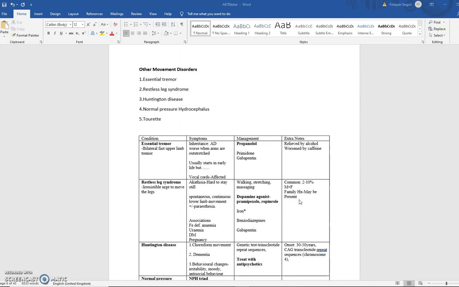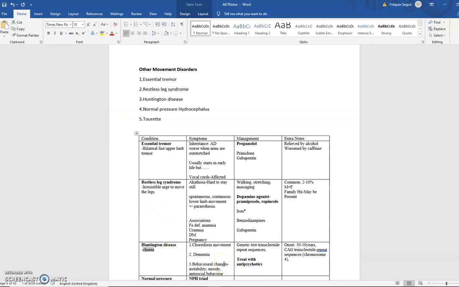Huntington disease. Okay. There are a few things you need to know about Huntington disease. It's a kind of movement disorder that is characterized by what we call chorea. Usually I'm putting all the characteristic features in here, so I put chorea here. It's characterized by chorea, or what we call choreiform movement.